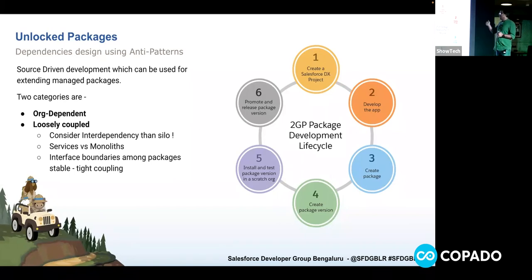And loosely coupled becomes more complex because you have to handle all the dependencies. So you have to be careful going ahead with loosely coupled. And in the diagram you can see, when you're creating a project, you create a DX project, develop the app, create that package, have that package version tagged to it, and then install and test it, promote and release the package version. And that's how the entire life cycle of an unlock package is done. Let's move on to the next one.